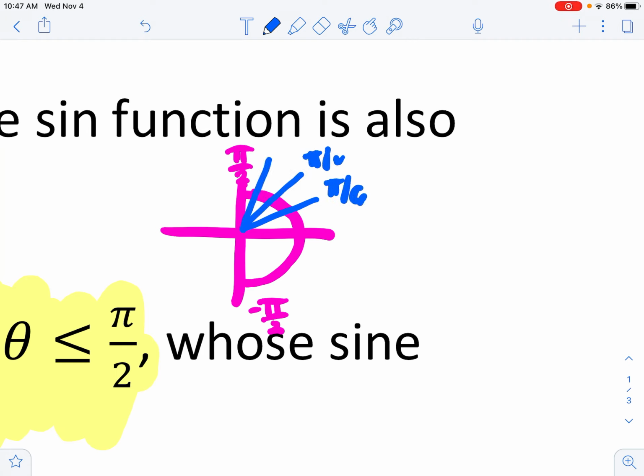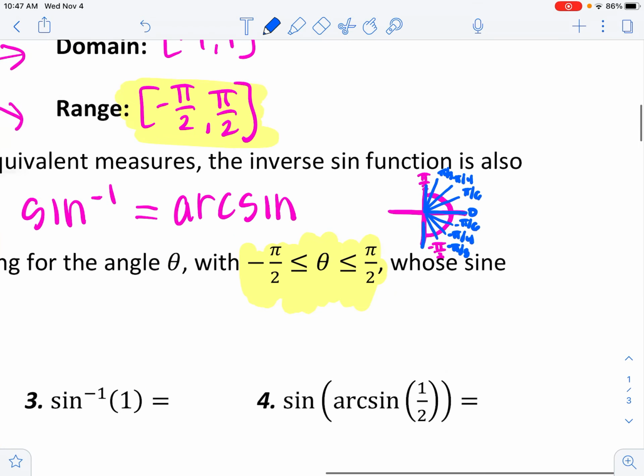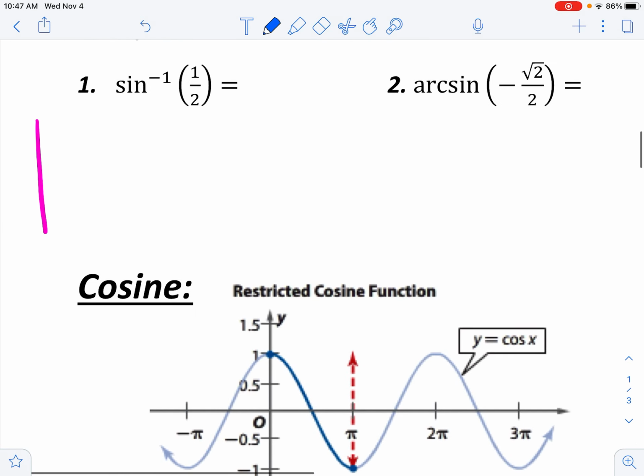Let me change colors here. So we have pi over 6, pi over 4, pi over 3. We have 0 radians. And then we have these 3 angles, which are negative pi over 6, negative pi over 4, and negative pi over 3. And then we have these 2 angles, which are pi over 2 and negative pi over 2. So those are your only possible answers. No other answer is possible. So if you gave me an answer other than this, it's incorrect for sine inverse.